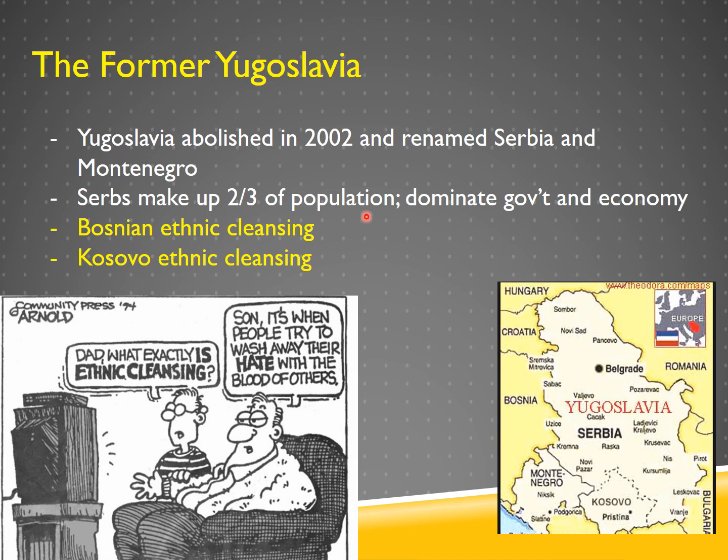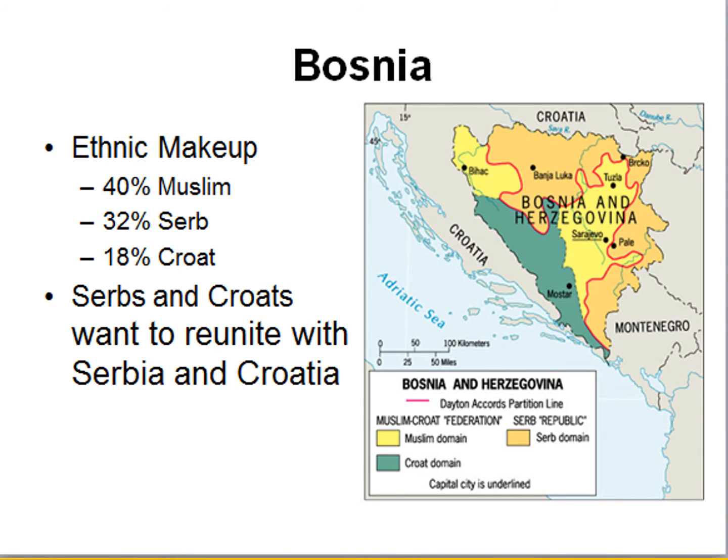The Serbs made up 2/3 of the population, dominant in government and economy as well. We have Bosnian ethnic cleansing and Kosovo ethnic cleansing. The ethnic makeup of Bosnia is 40% Muslim, 32% Serb, and 18% Croat. Serbs and Croats want to reunite with Serbia and Croatia.